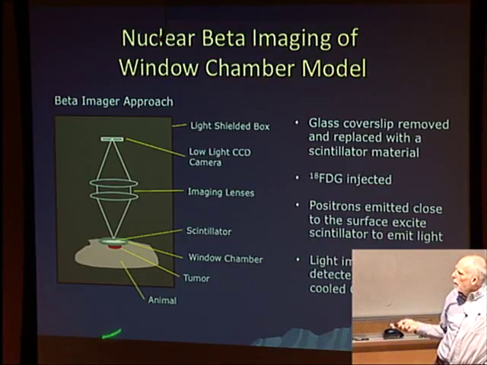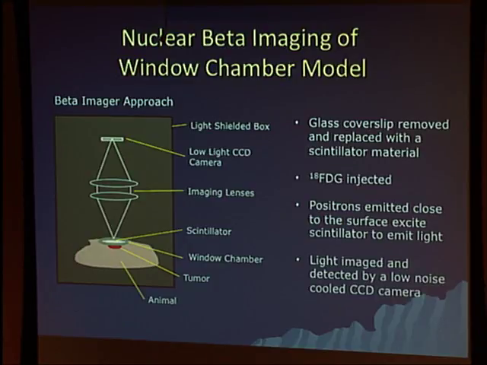It's used all the time. But it's a very expensive and complicated instrument, and it also is low resolution. So it turns out in the window chamber, because the tumor is so close to the surface, that if a tumor takes up the FDG, it can emit a positron, a beta particle, and it travels such a short distance that it can actually escape. It doesn't annihilate with an electron, at least there's some probability that it can escape.